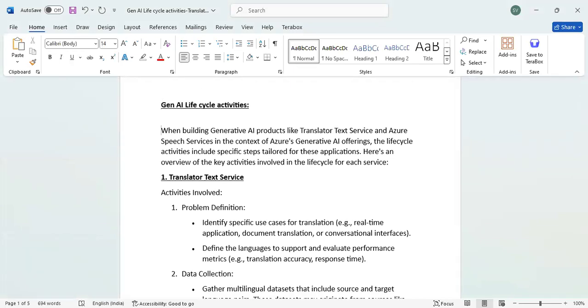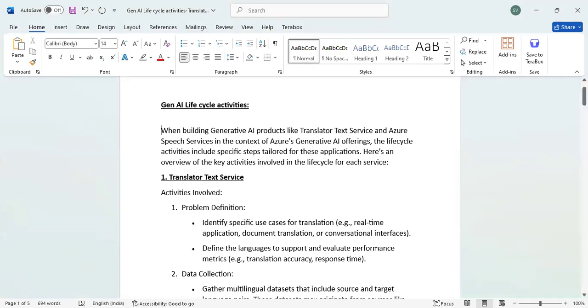Today, let us see generative AI lifecycle activities for our projects. What are the activities for different services? So, what we have taken first is translator service and speech services from GenAI, right? So, let us see them.